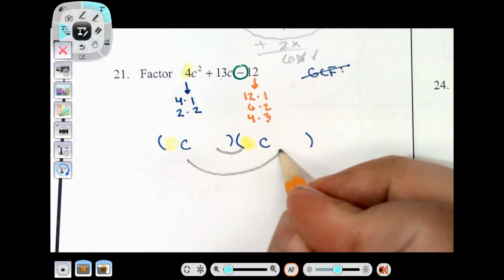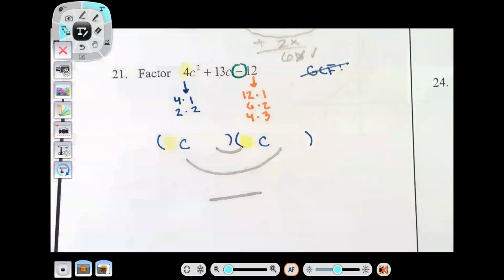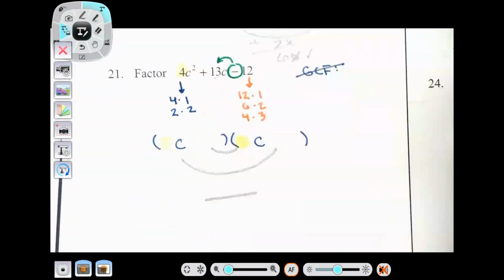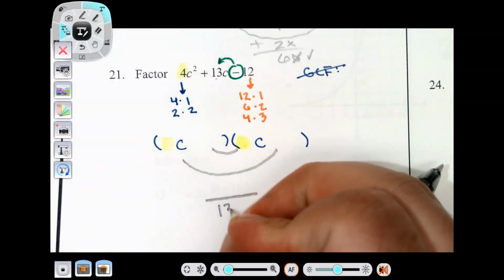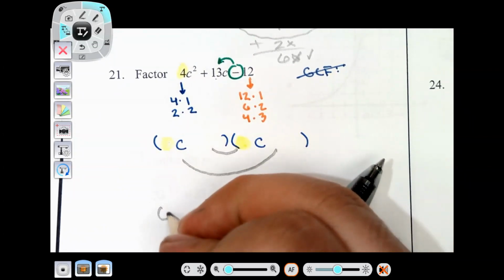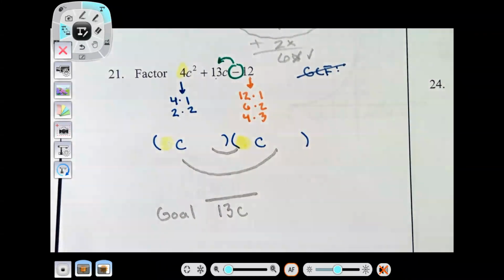That means one of my numbers is negative, and the answer that I'm going to get with my subtraction will be a 13c, a positive 13c. That's the goal. So we're going to try some numbers out, see what works. If it doesn't work, then we'll try something new. But we are trying to subtract to get a 13 out of it. All right, let's give it a try.